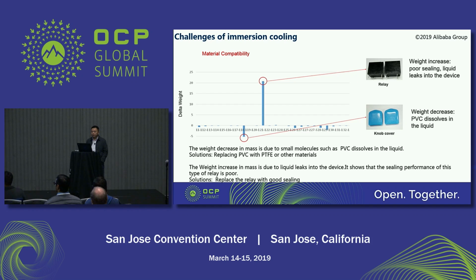We found that there are some risks in individual devices and materials. As can be seen from this picture, we found that this type of relay in liquid increases in weight. This is because of its porosity, so liquid gets into the device. So the solution is that we must replace the relay with one with good sealing.